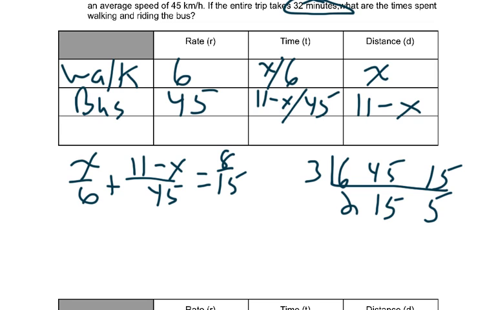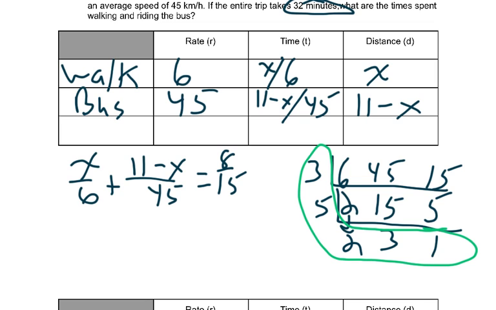Now, 2, 15, and 5, well, 5 goes into both 15 and 5. So 2 we carry down. 15 divided by 5 is 3. 5 divided by 5 is 1. So now there's nothing in common between 1, 2, and 3 besides 1. So now we can make our LCD. So our LCD is going to be 3 times 5 times 2 times 3 times 1. So that's 15 times 6, which is 90.